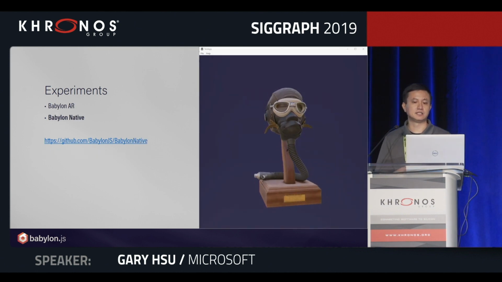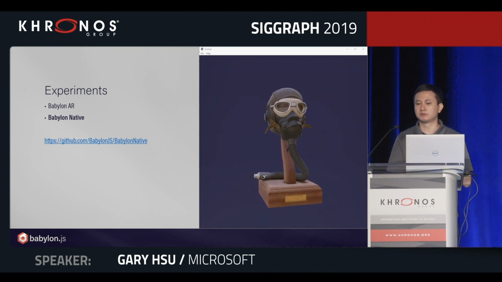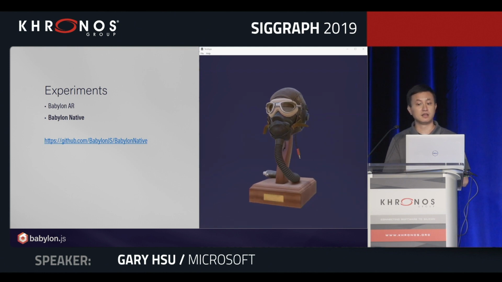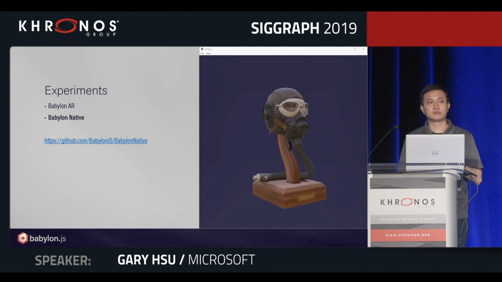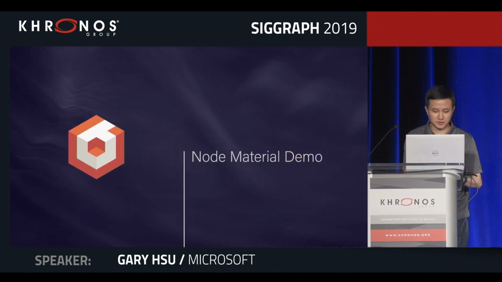And finally, we have Babylon Native, which allows developers to build cross-platform native applications with the power of Babylon.js. So you write the rendering code once with JavaScript, and it will work on both the web and native platforms. And as promised, I'm going to show a demo.